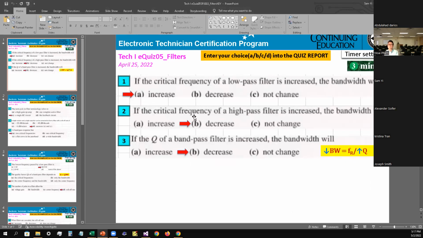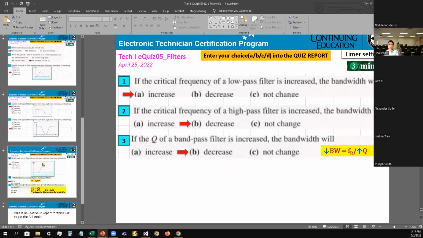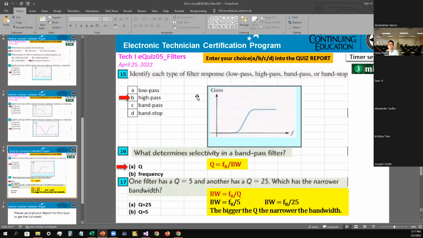Now for number 2, if the critical frequency of a high pass filter is increased, the bandwidth would most likely be decreasing. Okay, so we're looking at the high pass filter. Like I said, we have a critical frequency right here. Now, if we increase the critical frequency, it would be somewhere here.